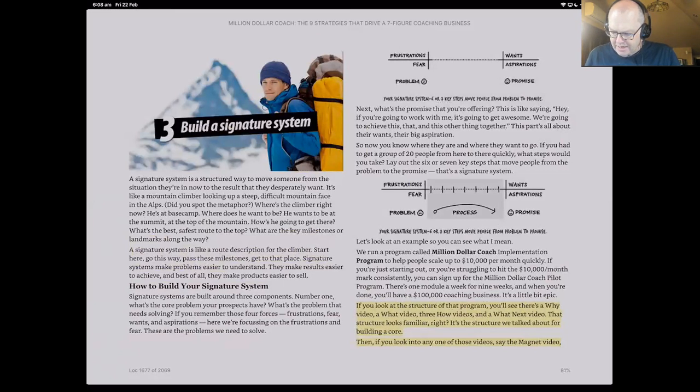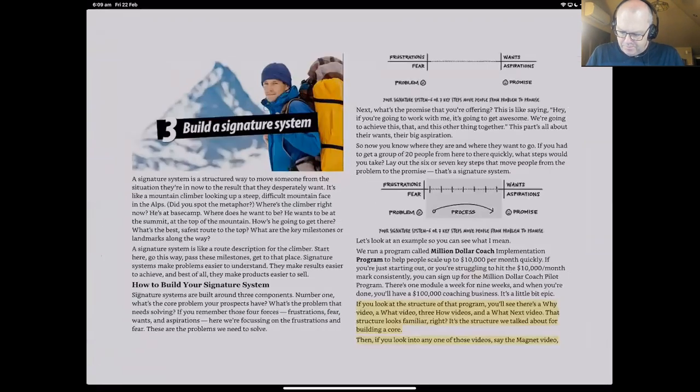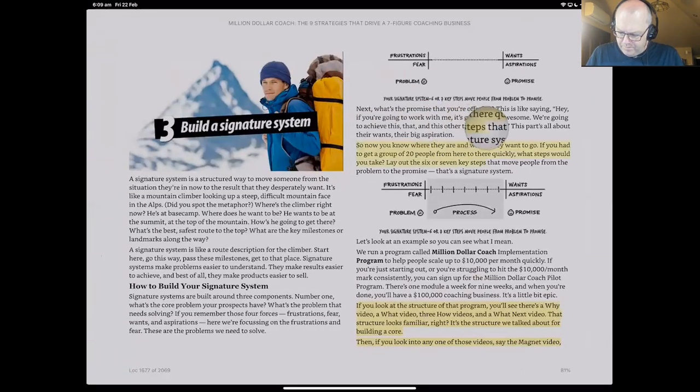It's like saying, hey, what you're going to work with me. Right now, you know where they are and where they want to go. If you have to get a group of 20 people from here to there quickly, what steps would you take? Lay out the 6 or 7 key steps that move people from the problem to the promise. That's a signature system. Okay, so let's have a look at this. That's a big sentence, right? That's a big sentence.